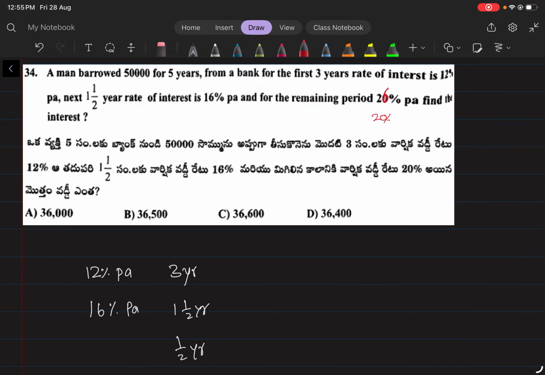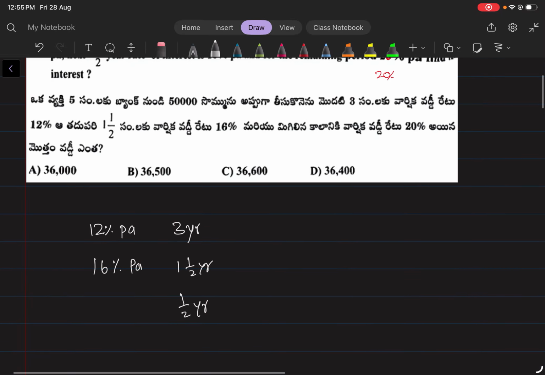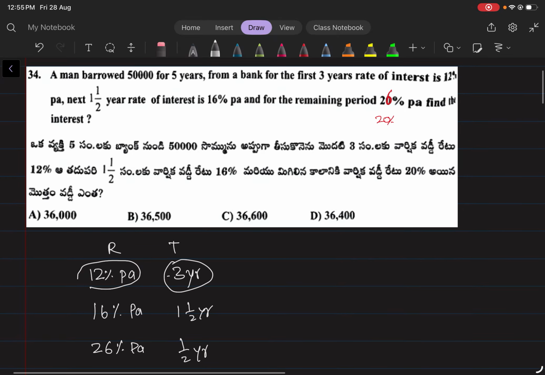So for 26% per annum, find the interest. The remaining period is half a year. For half a year, how much is the rate of interest? 26% per annum is the rate of interest. So here we have the rate of interest and the time period. For this time period, if the rate of interest is this much, how much interest will we get?